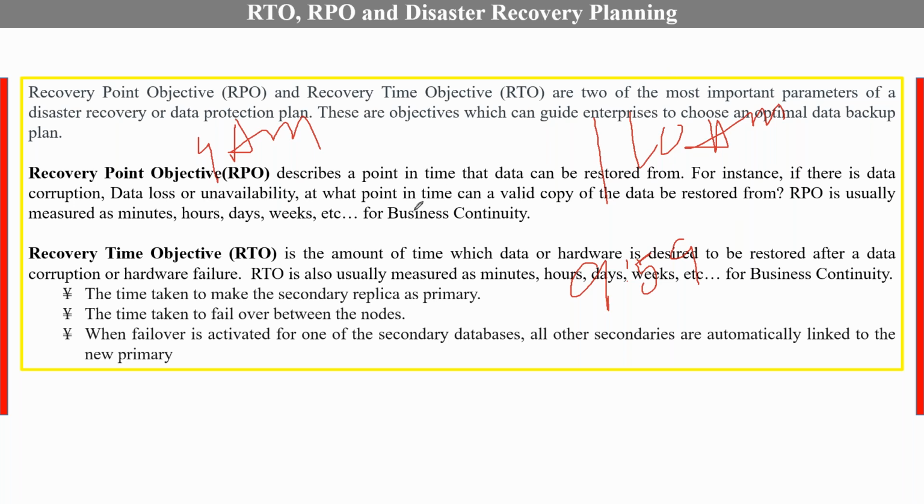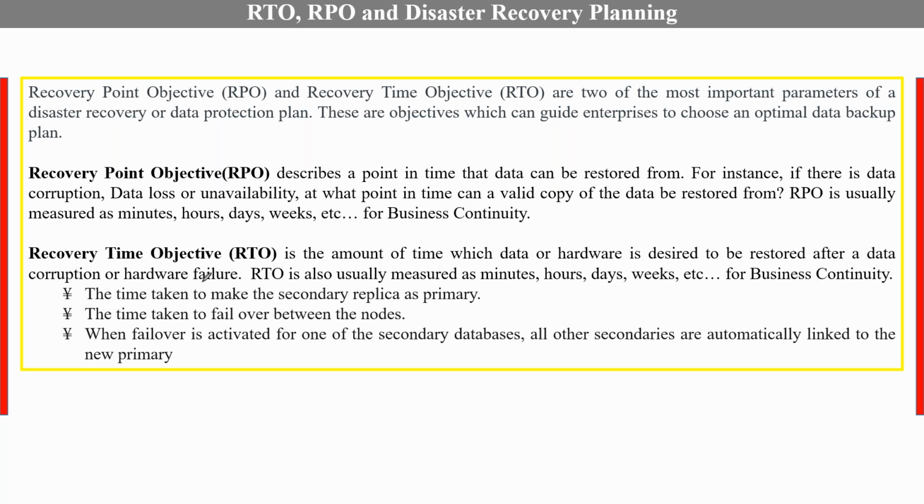Now, what is RTO? Recovery time objective. This is something interesting. Again, I will come back to this with Always On availability group latency, and I may ask you questions on that day. Then you can easily understand. RTO is the amount of time within which your data or hardware is restored after the corruption or the hardware failure.